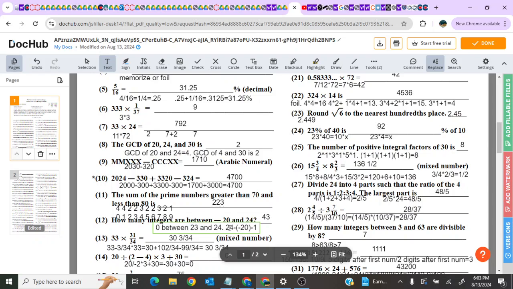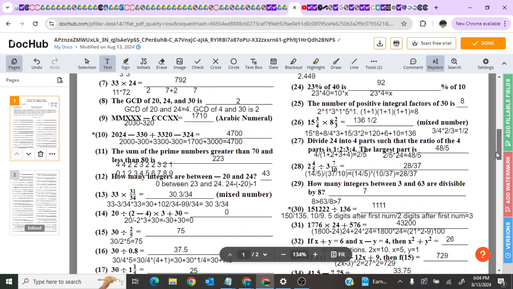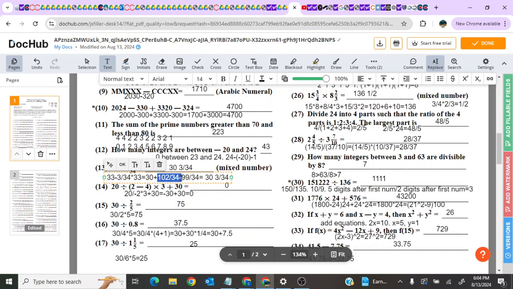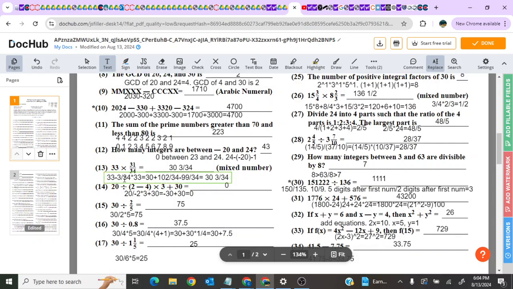13. 33 times 31 over 34. Well, this is equivalent to 33 minus 3 over 34 times 33, which you can counteract by removing 3 from your whole number and adding 102 over 34, which is just 3. And then you can subtract that fraction you made negative by multiplying negative 3 over 34 times 33, and you'll get a value of 30 and 3 over 34.